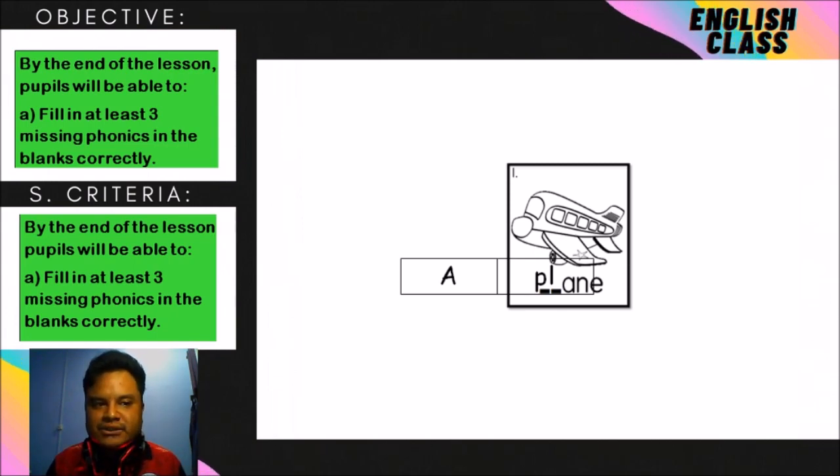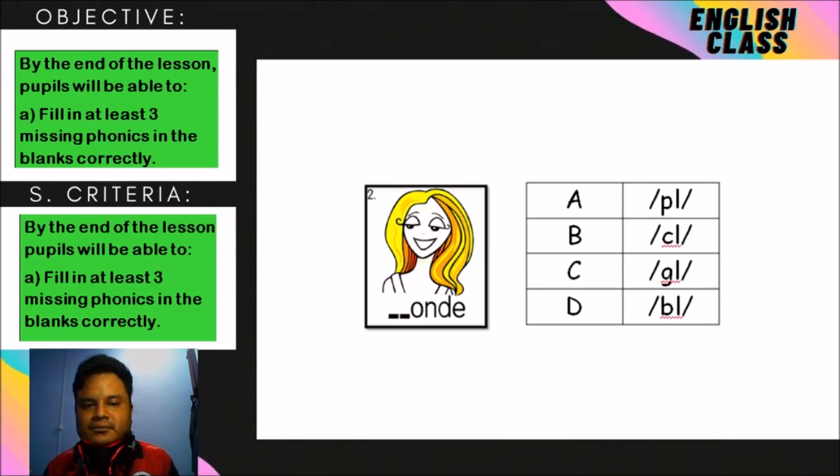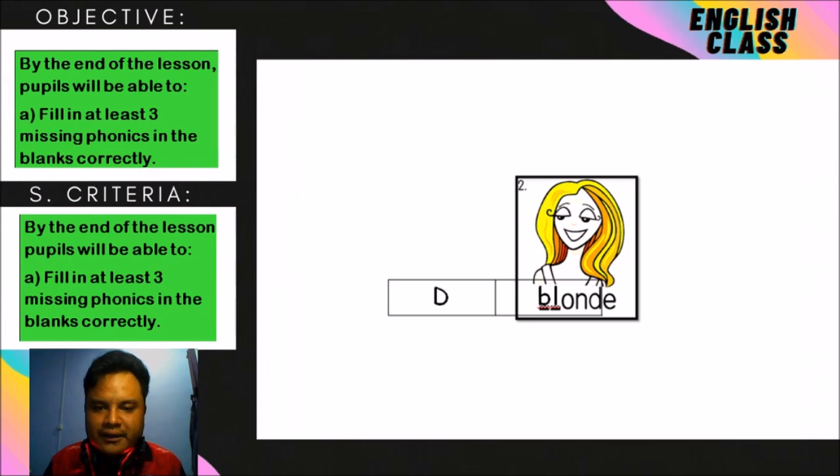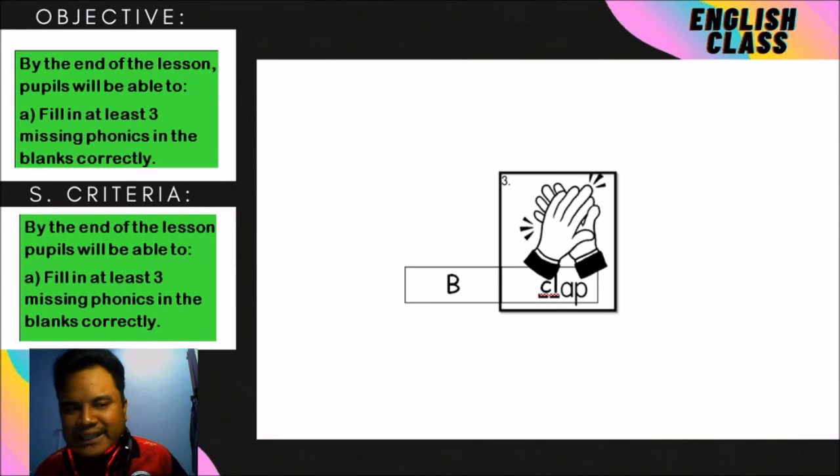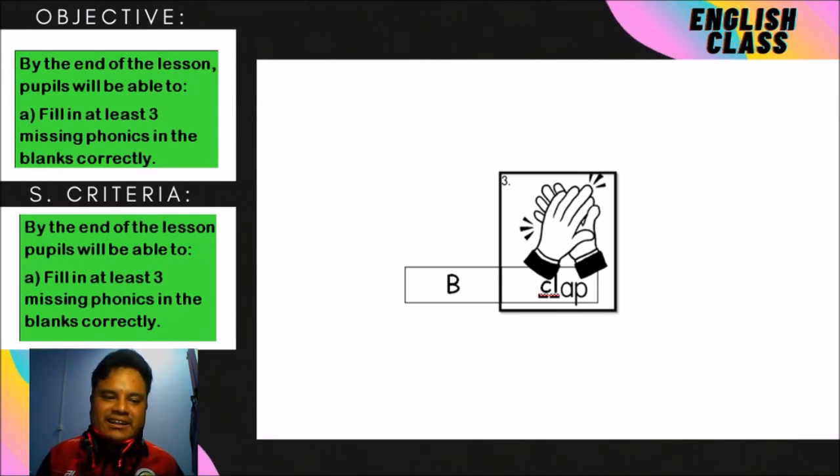Now let's look at question number 2. Okay, number 2, look at the picture. And the answer is B, blonde. Good job. Next, we look at number 3. What is the answer? Look at the picture first. It's a clue. And the answer is B, clap. Alright.